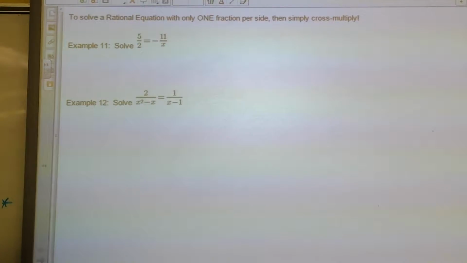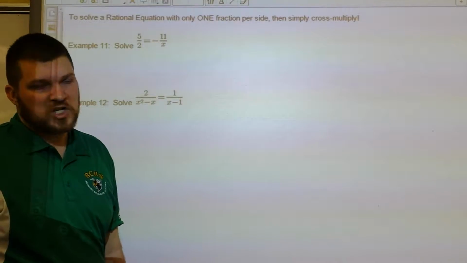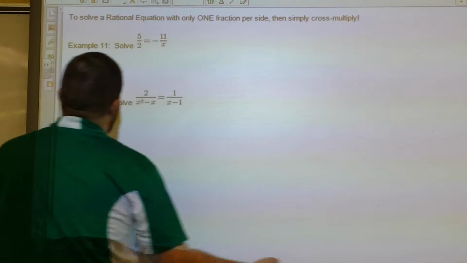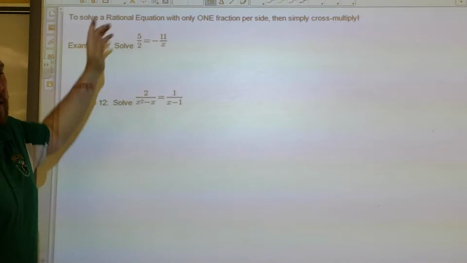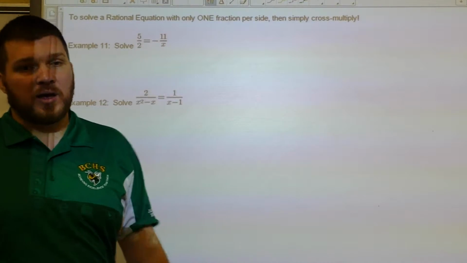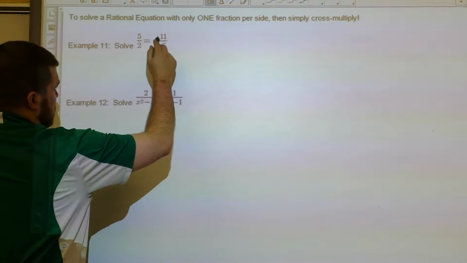The first type is when you have only one fraction per side. All you got to do is cross multiply. This is the easiest way it gets. Again, like we said in the previous video, when you're talking about any rational equation, you have to watch out for extraneous solutions. So remember that and go back and check your answers. Only one fraction per side, that means I can cross multiply.